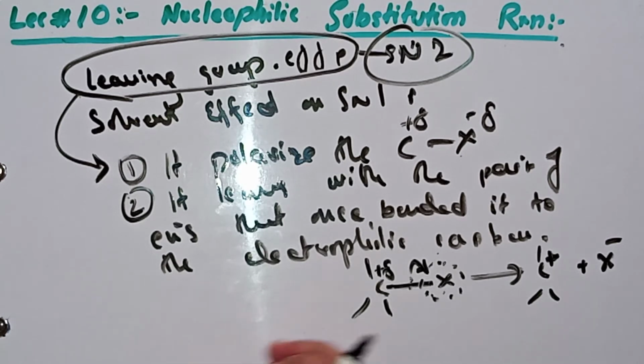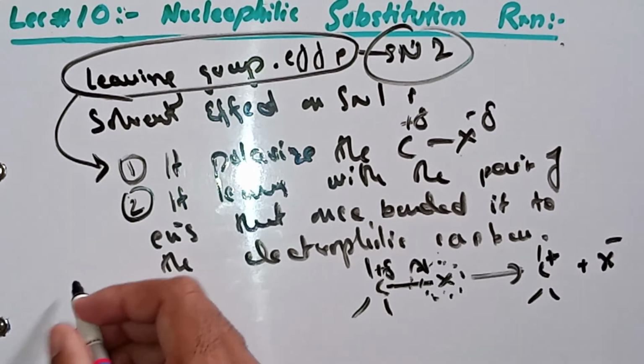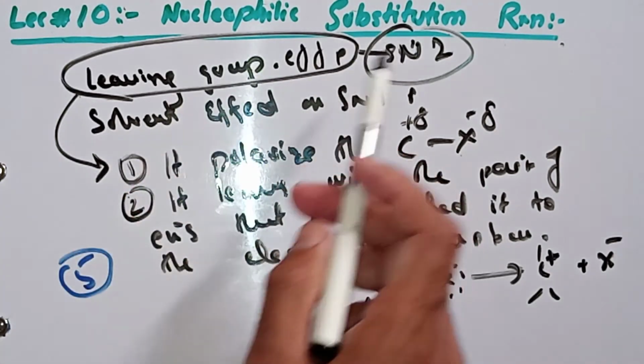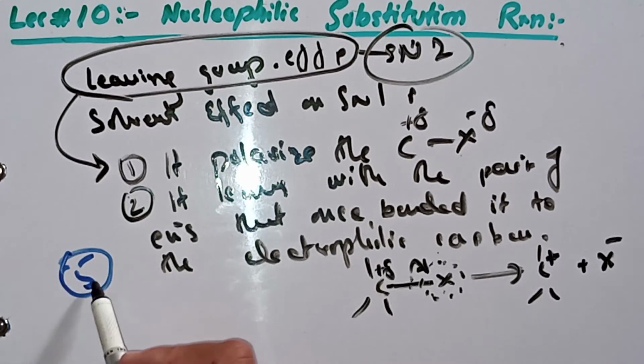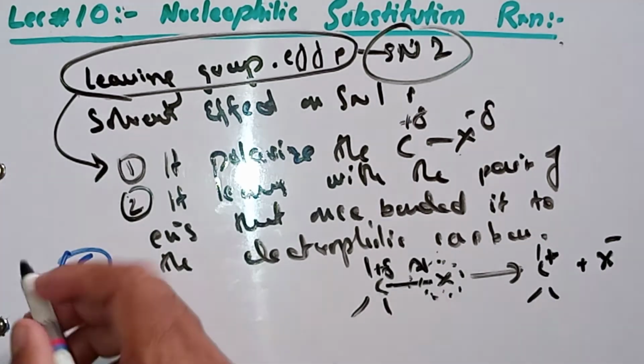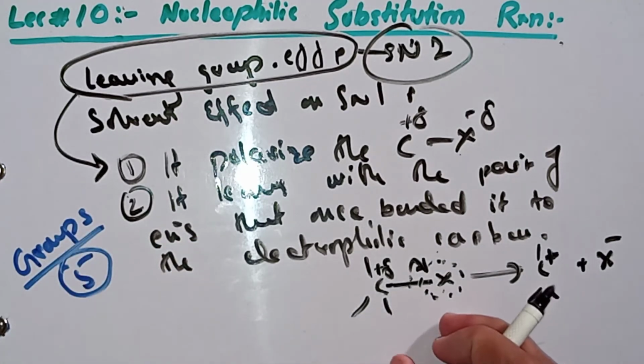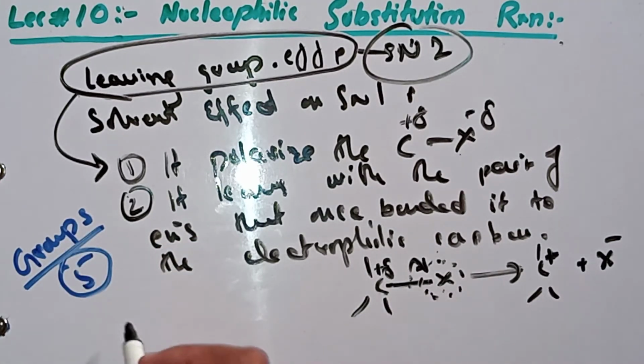But a good leaving group will be one with certain characteristics. Now I will just summarize the topic; you can find it in lecture number 5 of nucleophilic substitution reactions, and the link is in the description box, so you can find it in detail there. These are the factors of a good leaving group explained in lecture number 5.